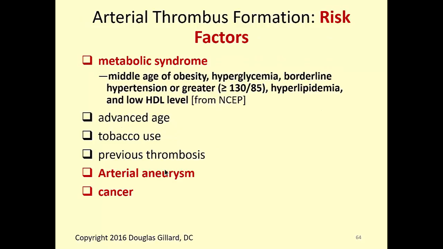Some more risk factors here. Metabolic syndrome, that's definitely on the test. Metabolic syndrome is middle-age obesity, hyperglycemia, borderline hypertension or greater, hyperlipidemia, and low HDL levels. So that is the metabolic syndrome, and it's quite common. It's a risk for the more deadly arterial thrombus and emboli formation. Also getting old, tobacco use, previous thrombosis, arterial aneurysm, and cancer. Again, cancer can cause thrombosis and subsequent emboli in either the arterial or the venous system.